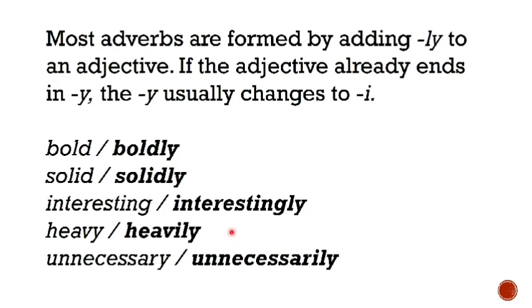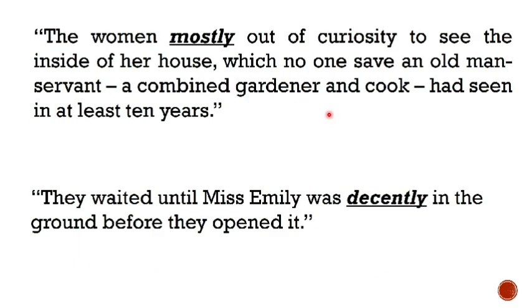Next we have the word heavy. Heavy ends with y, so what we're going to do is we change y to i, then add ly. So heavy becomes heavily. Next word we have is unnecessary. Also, unnecessary ends with letter y, so we change y to i, then add ly. So unnecessary becomes unnecessarily. Here we have some examples from the story A Rose for Emily by William Faulkner.